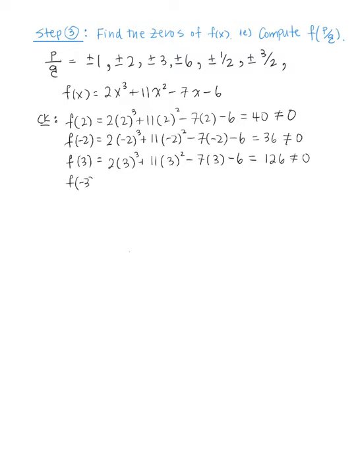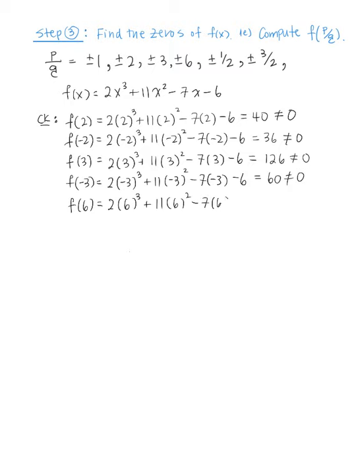Okay, we do not give up. Let's check f of negative 3. So we have 2 times negative 3 cubed plus 11 times negative 3 squared minus 7 times negative 3 minus 6. Disaster, I got 60. That does not equal 0. Now let's check f of 6. We have 2 times 6 to the third plus 11 times 6 squared minus 7 times 6 minus 6. Let's compute that. No, 780. That does not equal 0.